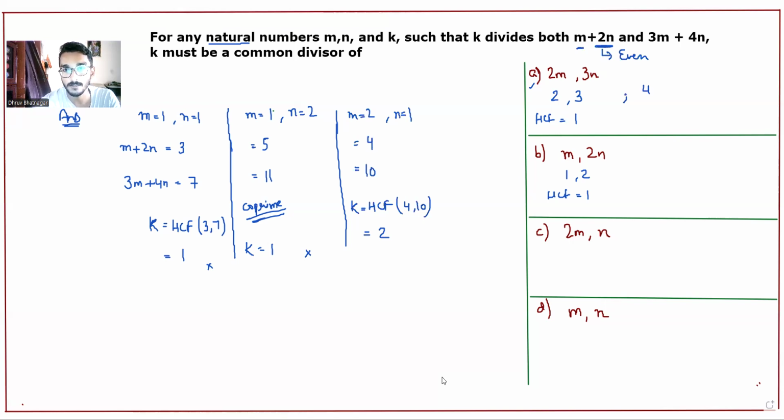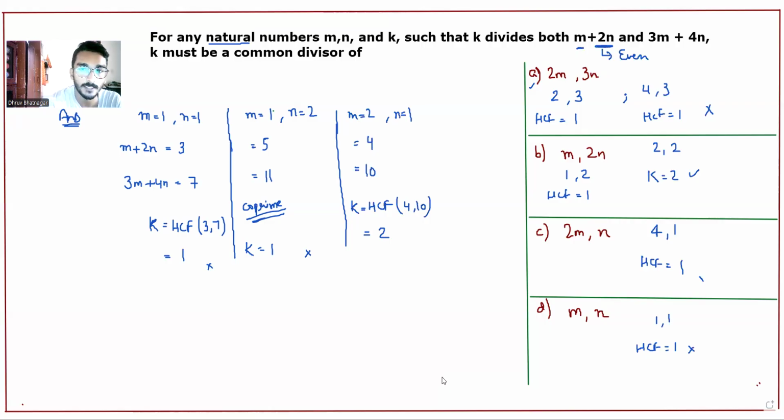If I substitute it here, the value of m is 2, it is 4 and 3. The HCF is still 1. If I substitute it here, it is 2 and 2. Yeah, the HCF is 2. Okay, I'm getting 2 here, so it can be the answer. If I substitute it here, it is 4 and 1. The HCF is 1, not the answer. And 1 and 1, the HCF is 1. So I got the answer, k equals 2, in the second option. That would be my answer.